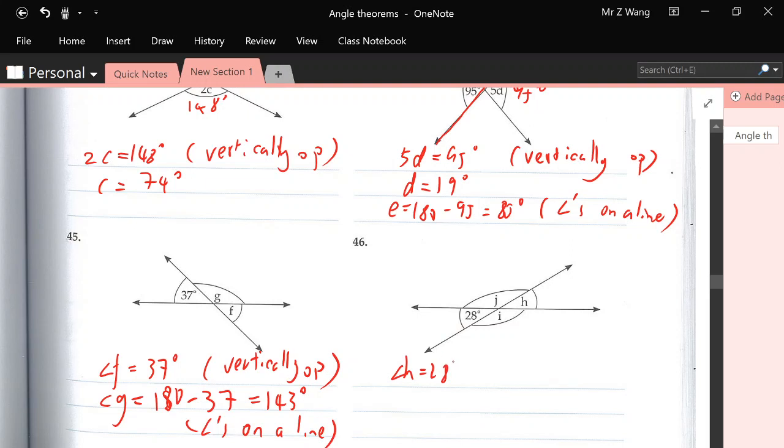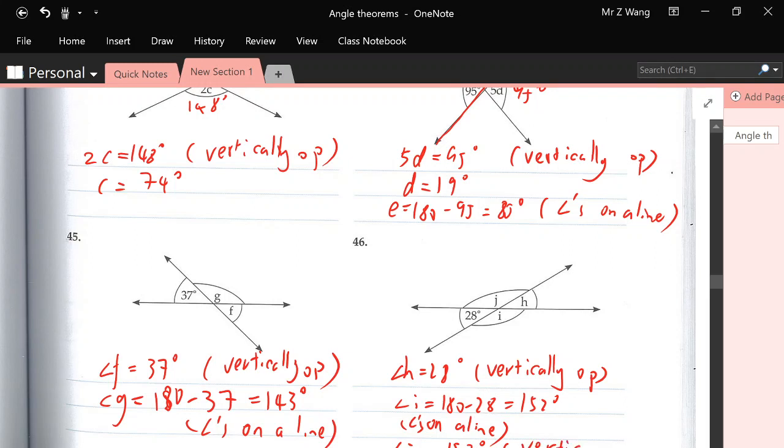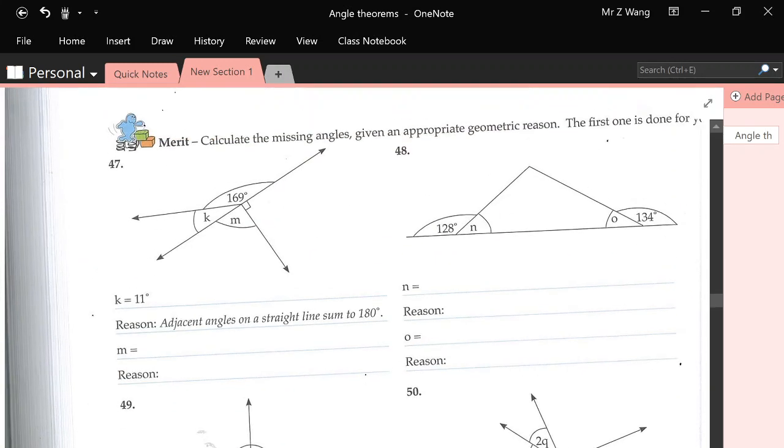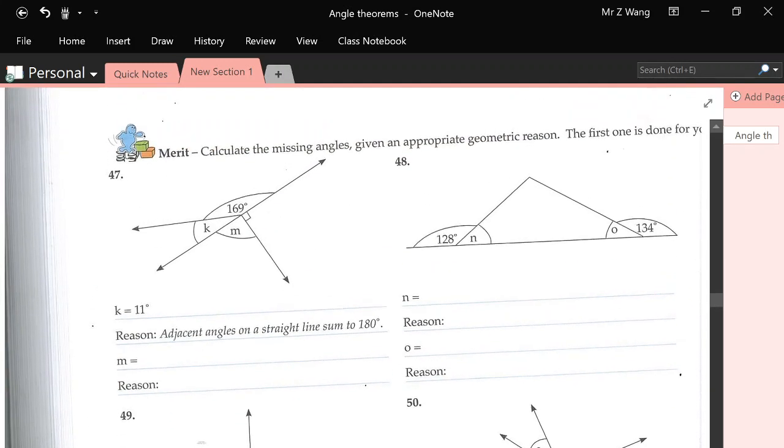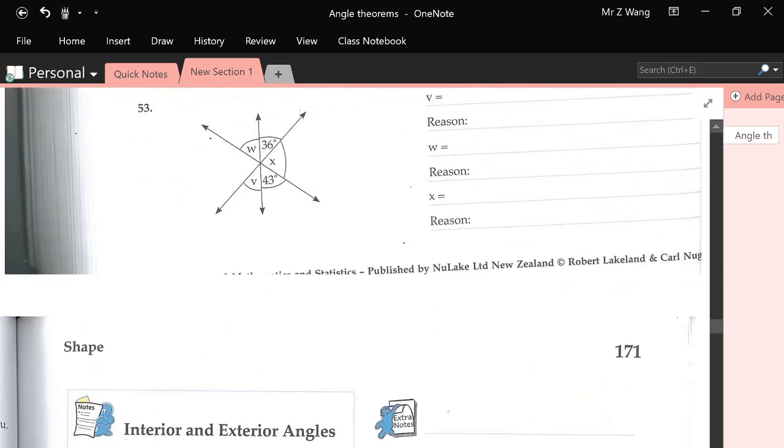Okay, now this is very easy to do. Angle H is 28, vertically opposite. Now angle I is 180 minus 28, which is 152. The reason is angles on a line. And then angle J is the same as angle I, which is 152, because vertically opposite. Okay. Now, these are the merit questions.